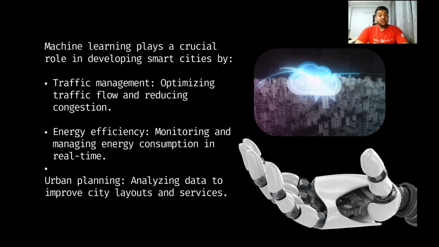And third is urban planning. Urban planning becomes smarter when we use machine learning algorithms to analyze data on population density and public transport usage, helping governments make data-driven infrastructure decisions. So we have the data, and we can take decisions based on that data for our infrastructure.